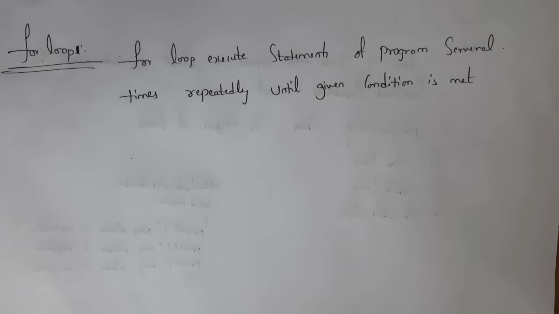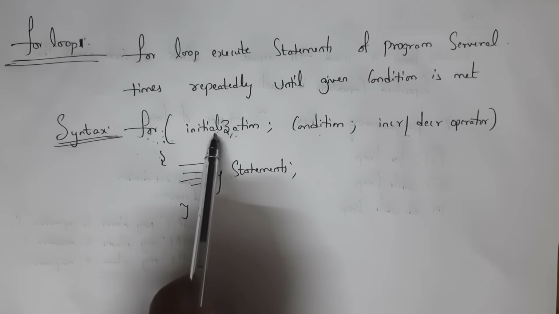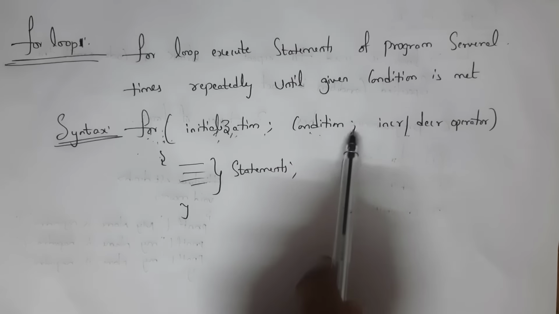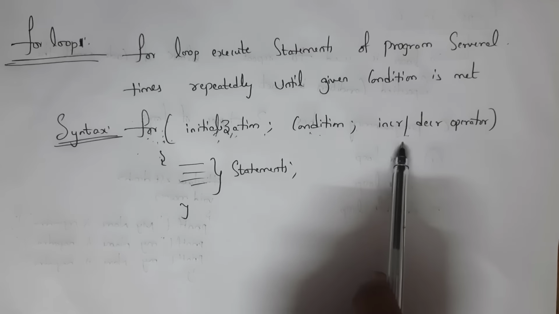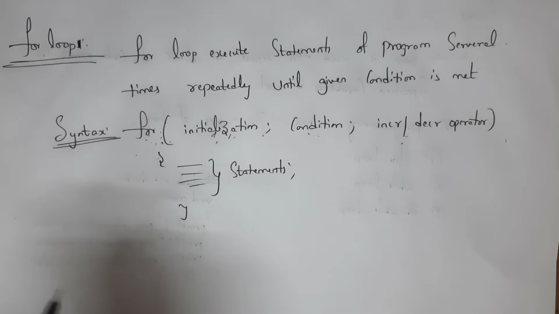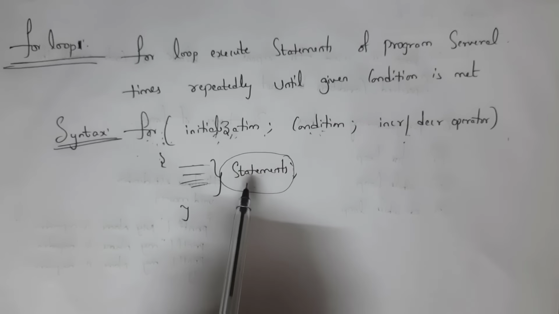This is the syntax of for loop. First you need to write for, open bracket, and here you need to write initialization. Initialization is nothing but here you need to initialize a value to a variable like int a equal to 10 semicolon, and here you need to give condition semicolon. At last you need to give increment or decrement operator, close bracket. Inside this for loop you can give multiple number of statements. So until this condition is satisfied, the statements will be printed.